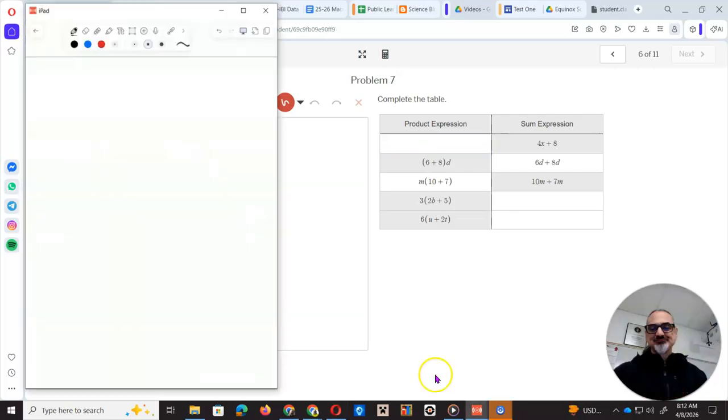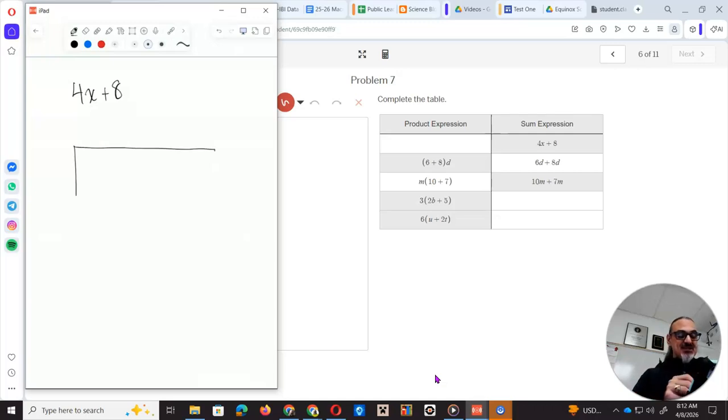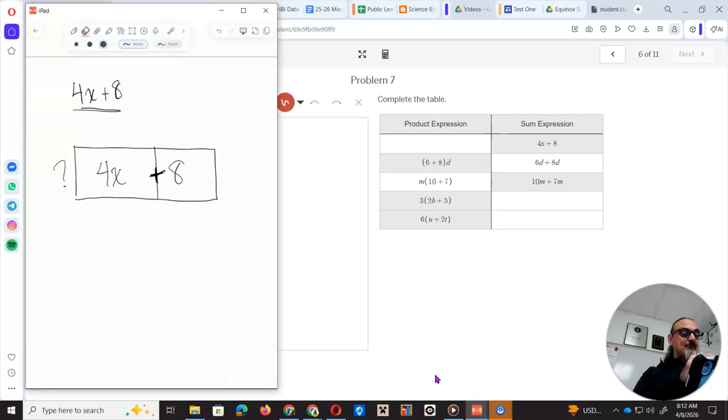Well, here's what we know. So let's look at that one. All right, so if I know the sum, here's what that means. That means I know the area of the rectangle. So I know that part of this is 4x and the other part is 8. And if I add them together, I get my sum, 4x plus 8. So what I need to figure out is what is the length and the width. Those are the question marks I put there. Let's erase those.